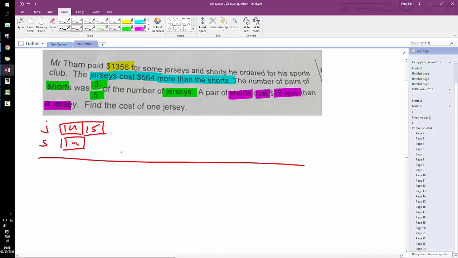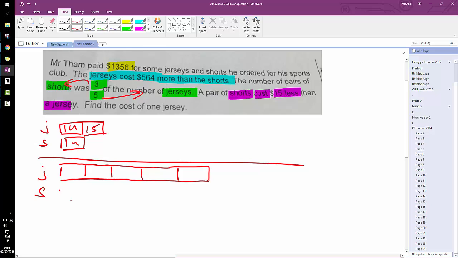They say that it's 3/5 the number of jerseys, right? So what this tells us is, I'm going to draw jersey with shorts because I started out that way. So jerseys is 5 units or 5 parts, and shorts is 3 parts. Okay. So I'm going to draw 5 parts of it. I'm going to draw it long. And shorts is going to be 3 parts. But this is actually a ratio of 3:5.